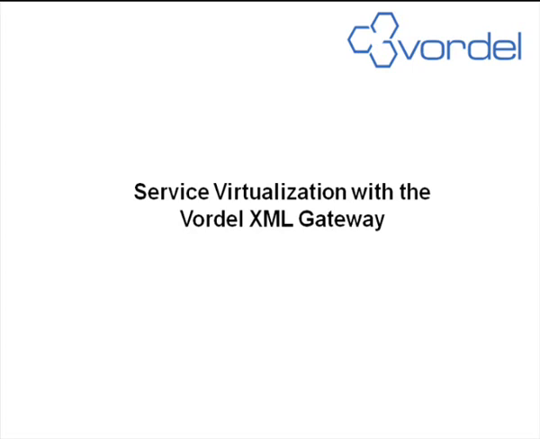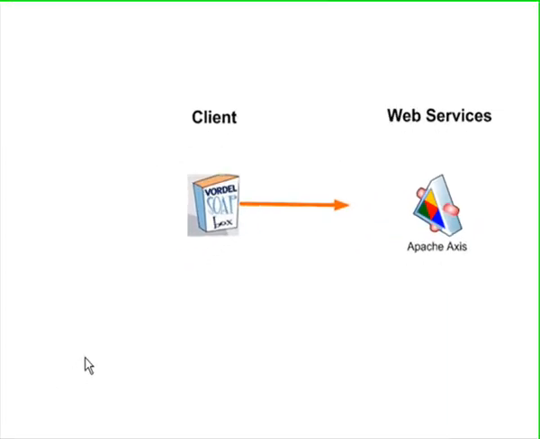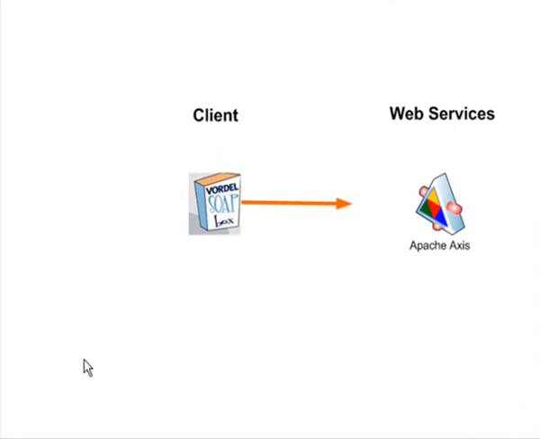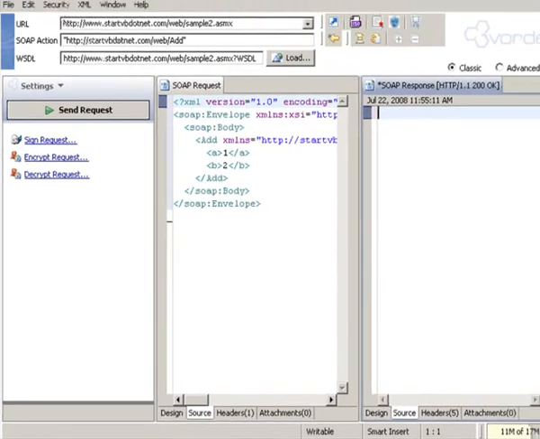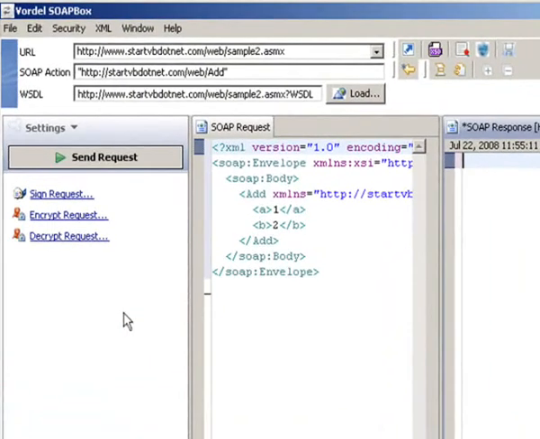Welcome to the screencast of Service Virtualization with the Vordel XML Gateway. In this screencast, we'll first show the normal situation where a client connects to a web service. The client pulls down the WSDL so that it can understand what type of message to send to the web service. The client we're using is the Vordel Soapbox. This ships from Vordel.com and also with Vordel's XML gateways.